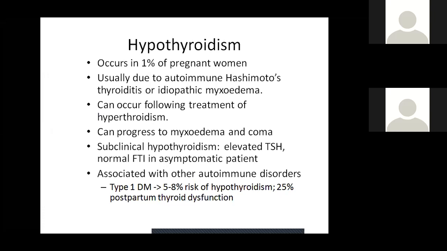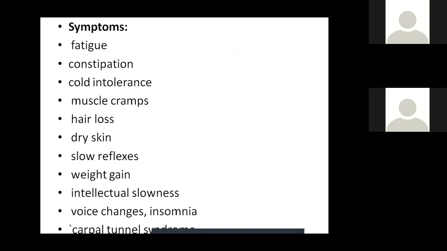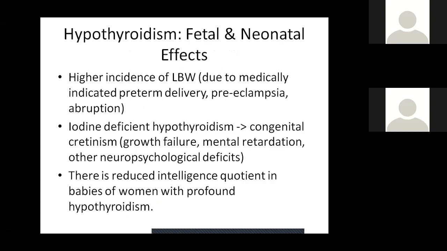Subclinical hypothyroidism, with elevated TSH and normal free thyroid index, is seen in asymptomatic patients. It is associated with other autoimmune disorders. Patients with type 1 diabetes have a 5 to 8% risk of hypothyroidism, and 25% have associated postpartum thyroid dysfunction. Symptoms are fatigue, constipation, cold intolerance, muscle cramps, hair loss, dry skin, slow reflexes, weight gain, intellectual slowness, voice changes, insomnia, and carpal tunnel syndrome.